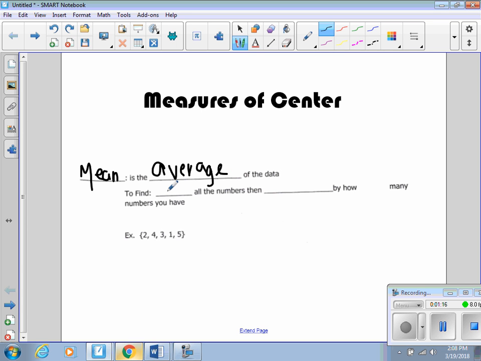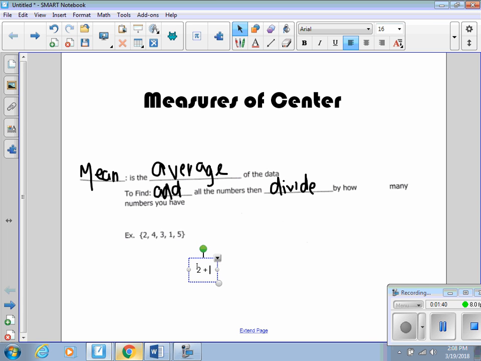In order to find the mean, you have to add up all the numbers, and then you divide by how many total numbers that you have. So, for example, we would do 2 plus 4 plus 3 plus 1 plus 5. If you add all those numbers up, you're going to get 15.